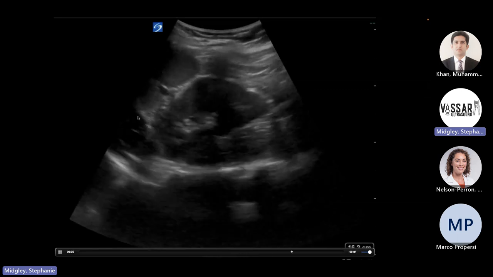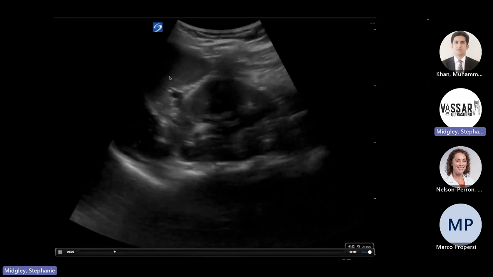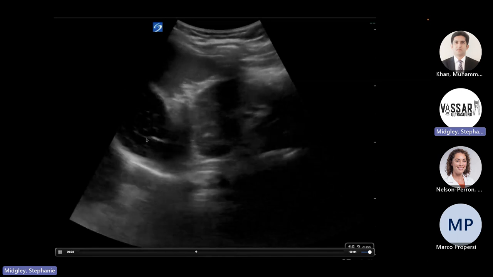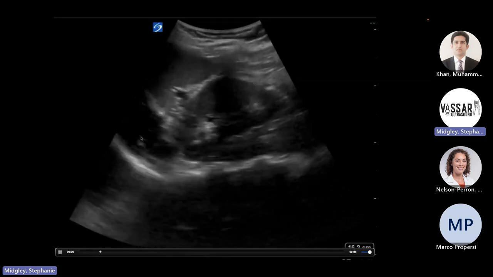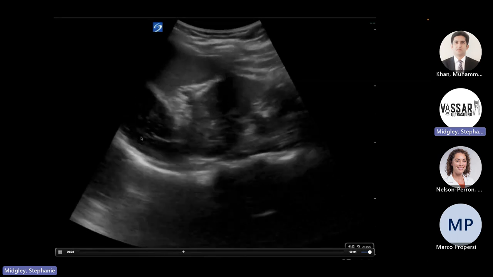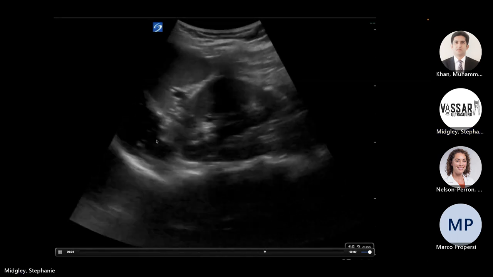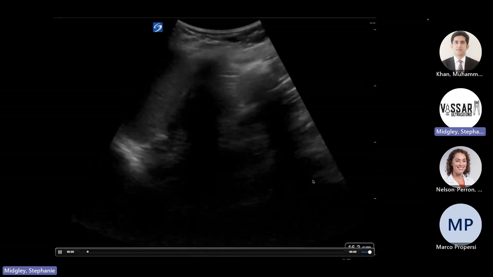Yeah, totally. So this is a common fake out for people when they're doing their FAST exam, is they see something black and it's near the spleen. And so this is a stomach. And if you actually notice the little speckles within there, that's like carbonation. So this person's probably drinking soda. So it's a fun party trick.